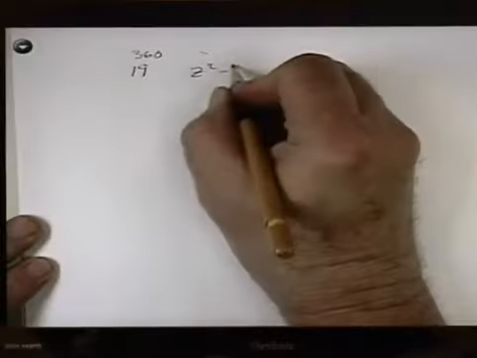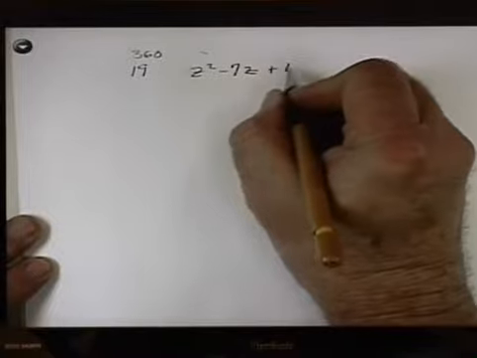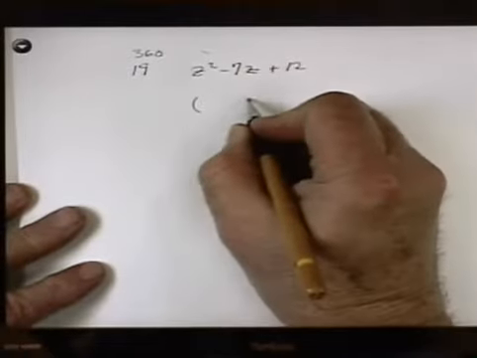So let's look at problem 19. This is on page 360. We have x, or no, I guess it's a z. Z squared minus 7z plus 12. Well, the first thing we do is we make our parentheses.